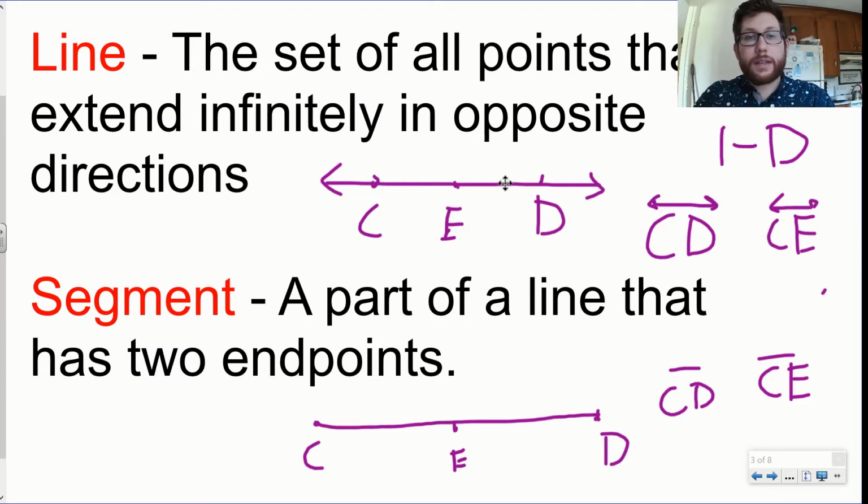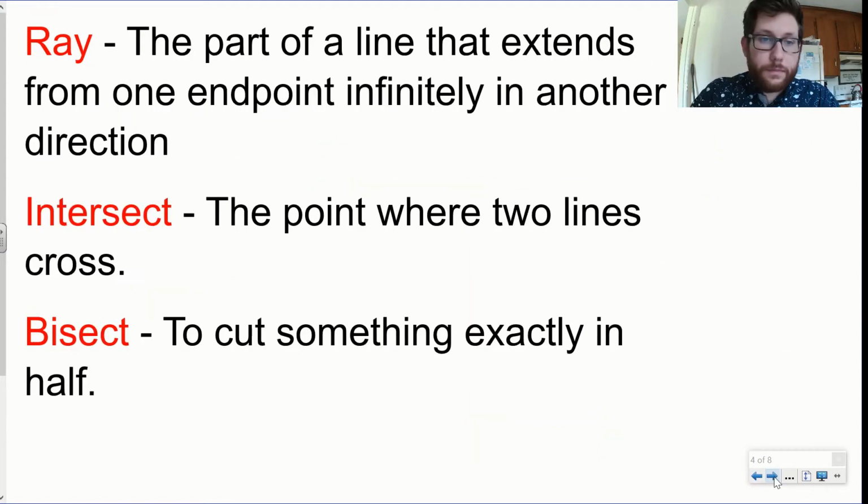So we're dealing with lines and line segments. Those are some things to be on the lookout for. Now, there is a third one-dimensional object we need to talk about, and that is a ray. A ray is kind of like if a line and a segment got together and had a kid, you'd end up with a ray.